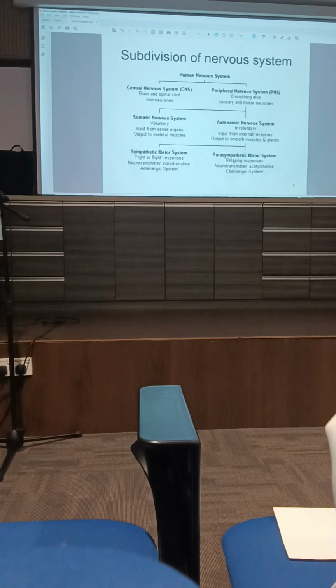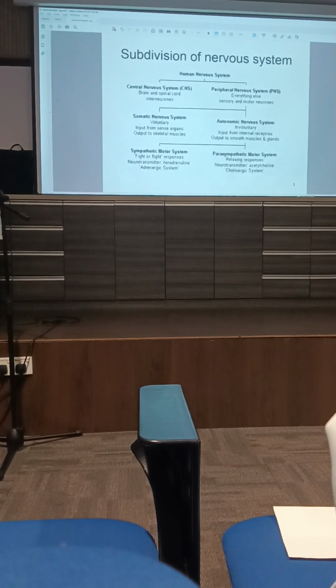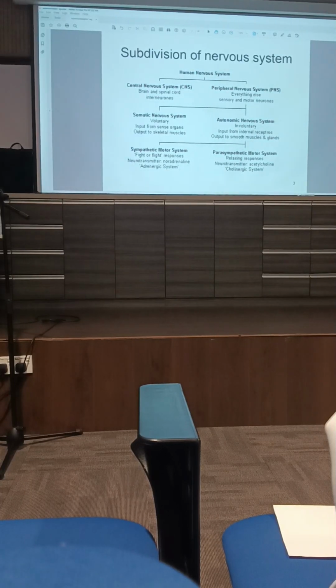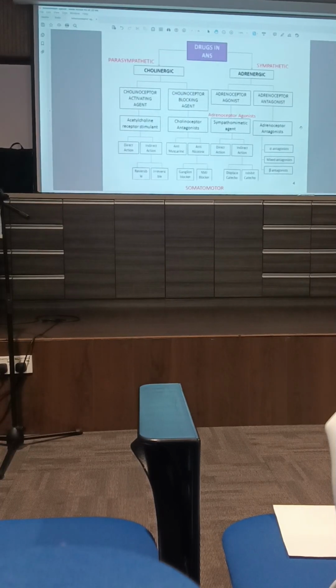the parasympathetic motor system is more of a relaxing response. The neurotransmitter involved is acetylcholine, and this system is called the cholinergic system. You learned that in the first two lectures of this block. So we're focusing on the adrenergic system now, the fight or flight response. I hope you're still not sleepy yet.